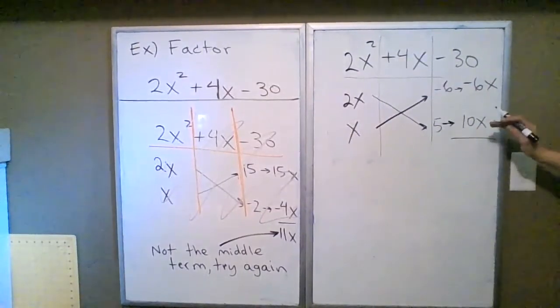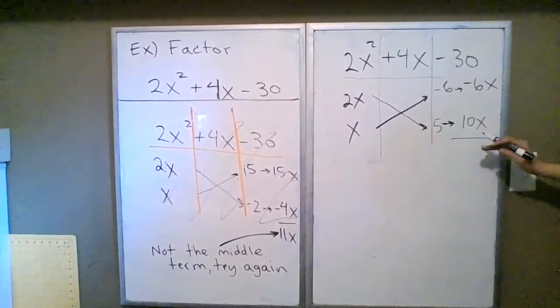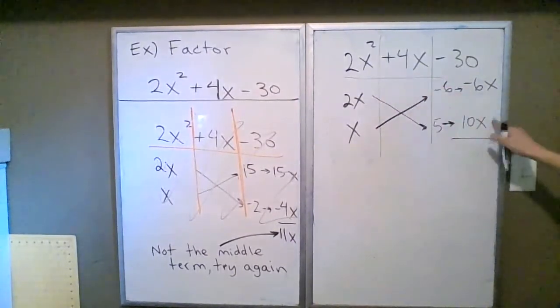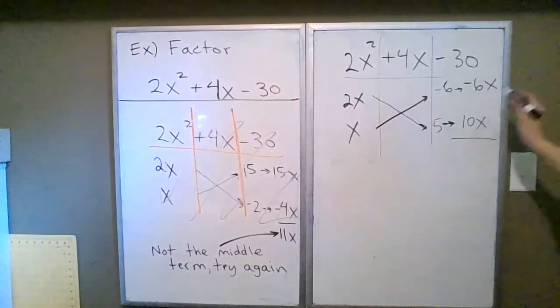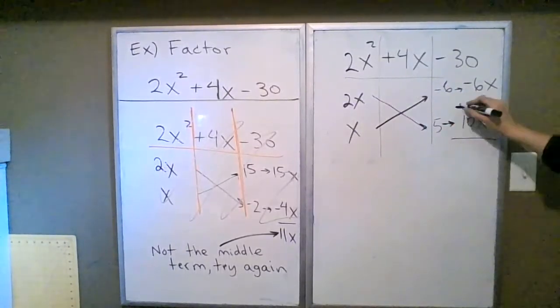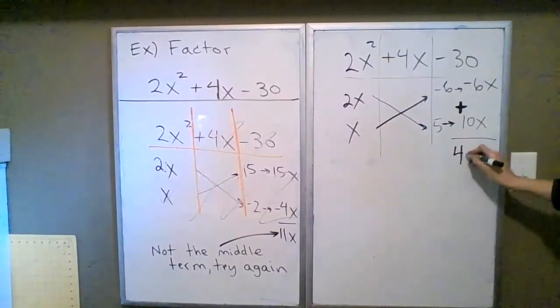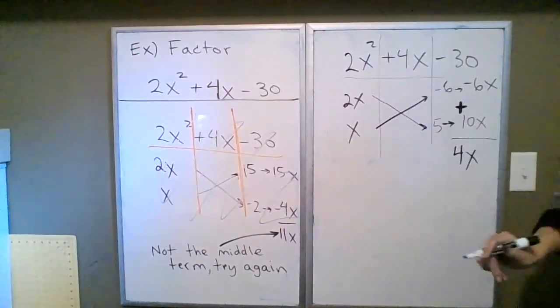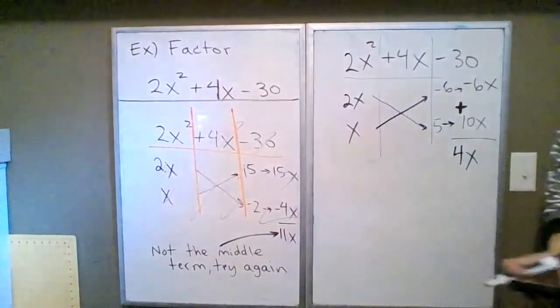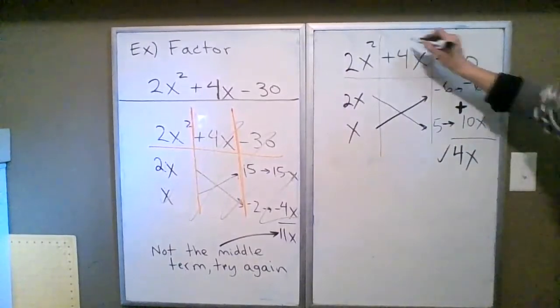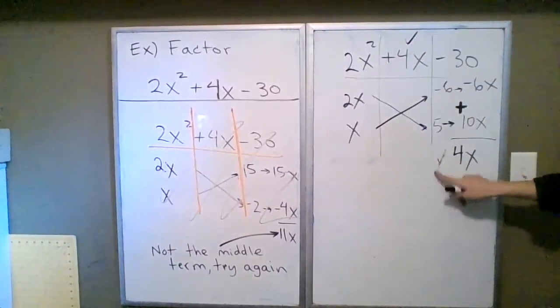Now that we've got these ends, we're going to try adding them together. If it is the middle term, then we do have the right guess. 10x plus negative 6x is 4x. And we're pretty much done. So yeah, that is the right term, that is the middle term there.